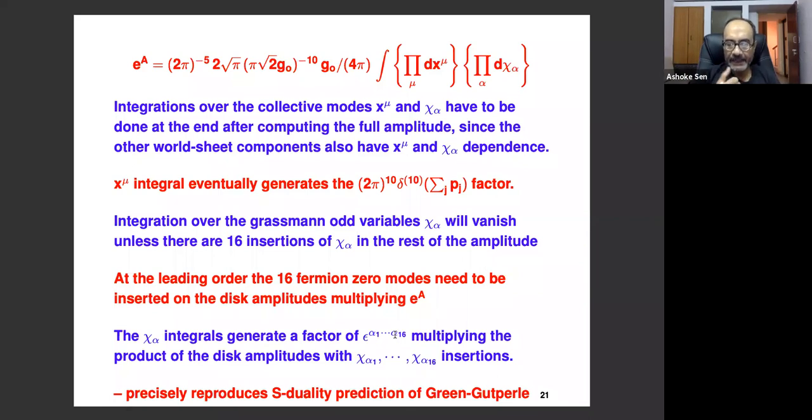So this part, as I said, is a somewhat tedious calculation, but it's straightforward because there are no divergences. And at the end of all this, you precisely reproduce the Green-Gutperle prediction that was made more than 20 years ago, with all the normalization factors, coupling constant dependence, everything correct.